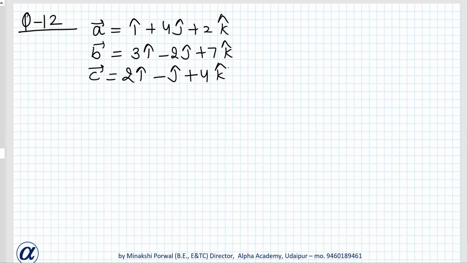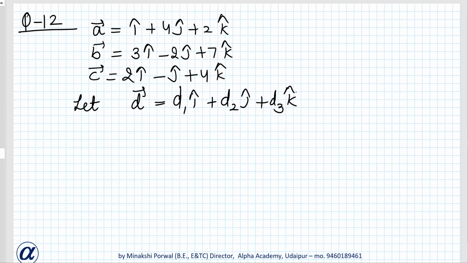Good afternoon. Question 12. Vectors A, B, C are given, and a vector D is there such that it is perpendicular to both A and B. So, let D equals D1 i plus D2 j plus D3 k.